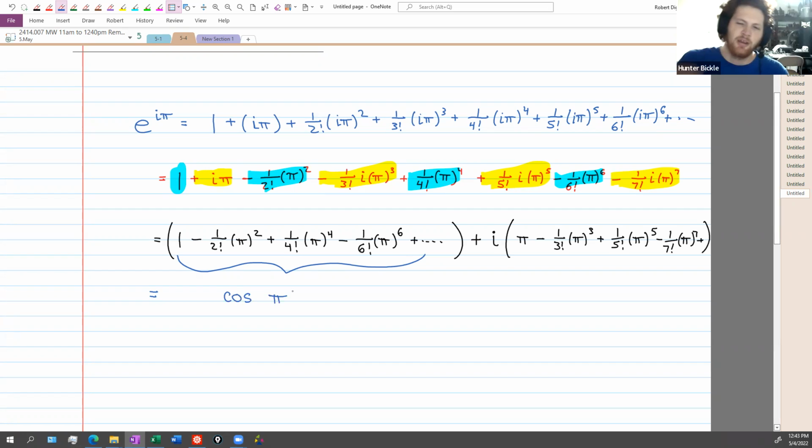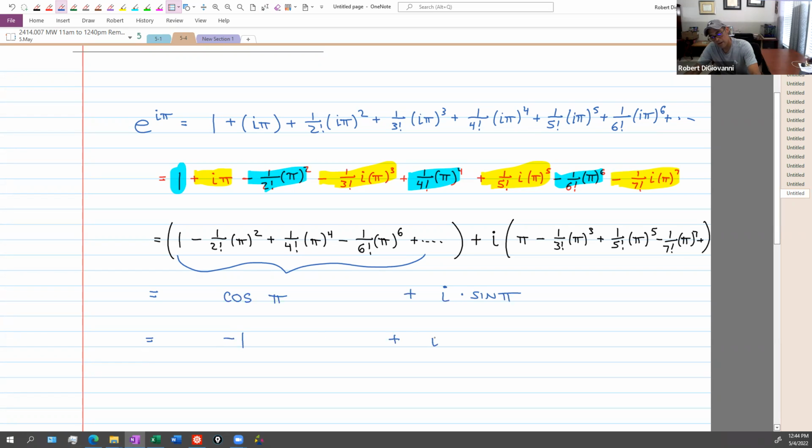Is the other one sine? Plus i, and then this one is all the odd powers. This is i times sine of pi. Cosine of pi is -1, and then i times sine of pi is 0. And so your answer is -1.